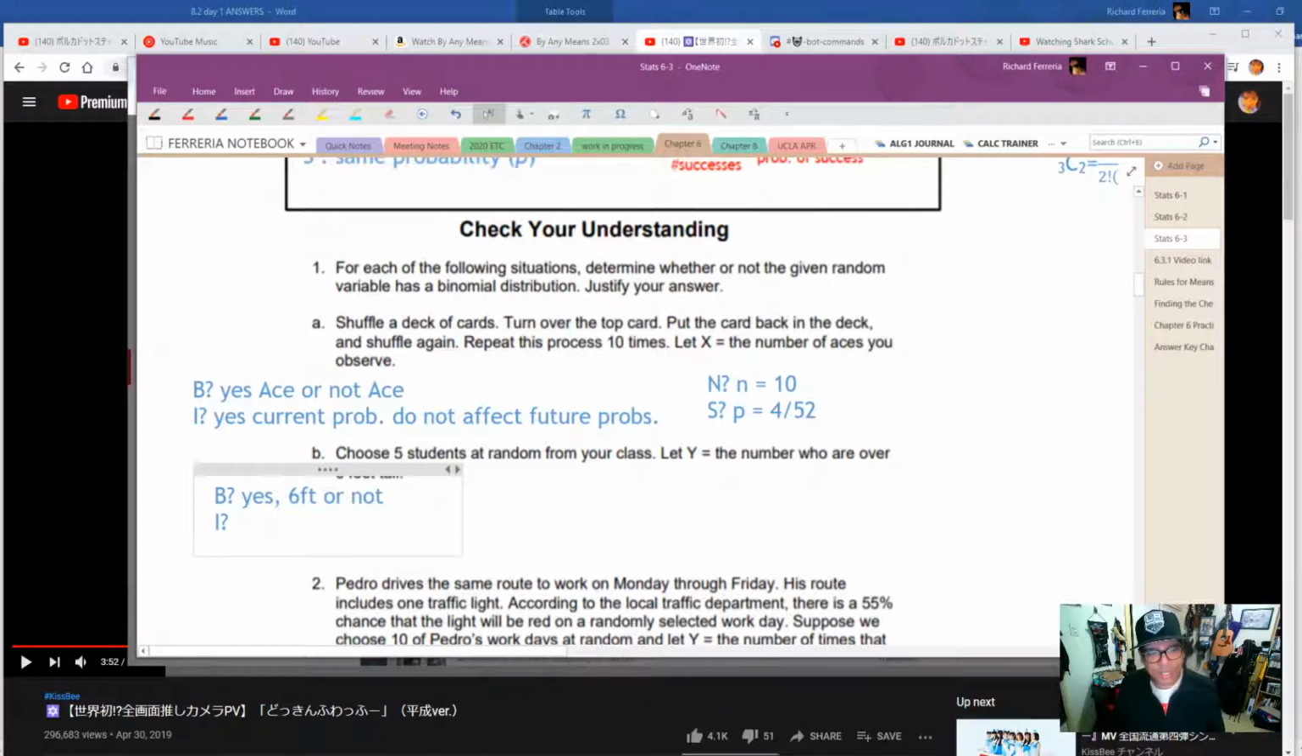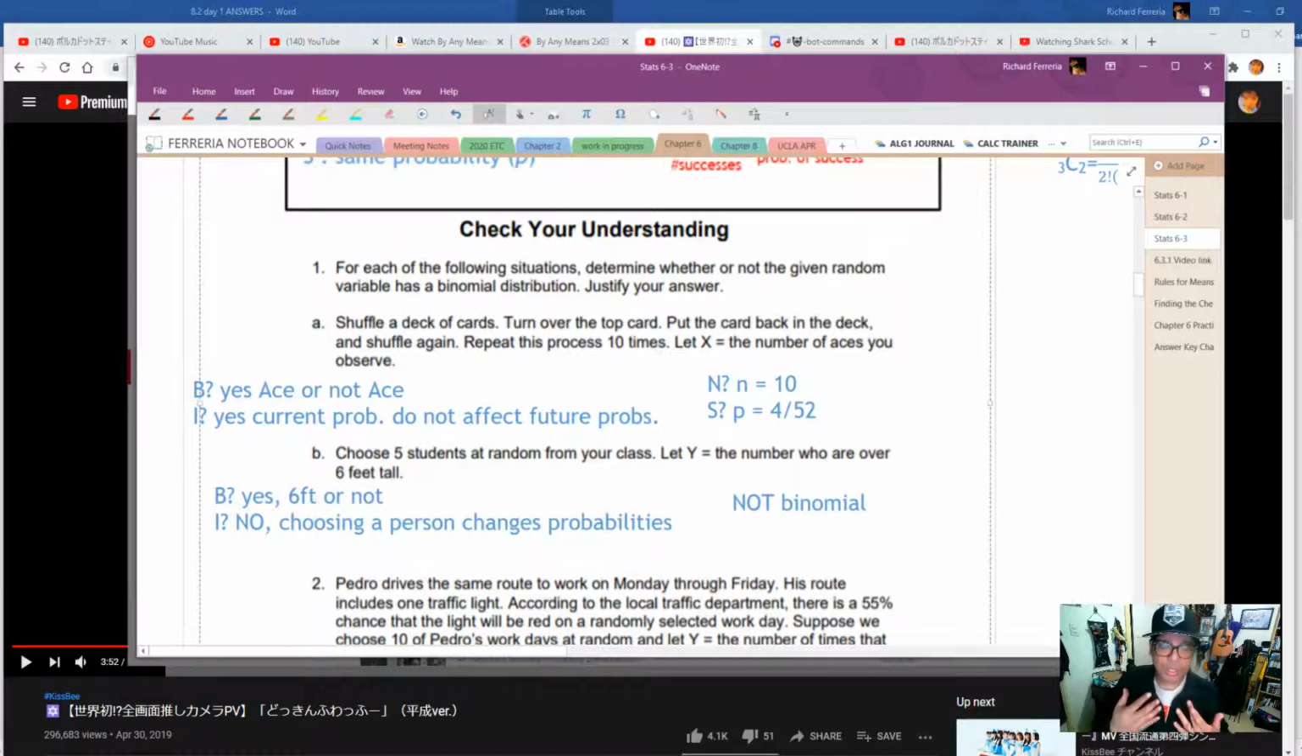If I choose one 6-footer, is that going to affect the probability that the next student is going to be a 6 footer? Oh, that is going to change. So no. Choosing a student that's over 6 feet tall means you have one less student who is 6 feet tall to choose from. So the probability that the next person is 6 feet tall is going to be decreased. So this is not independent.